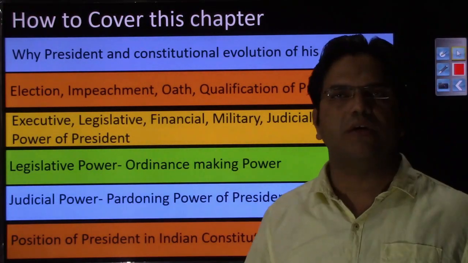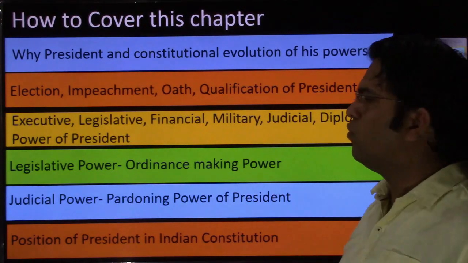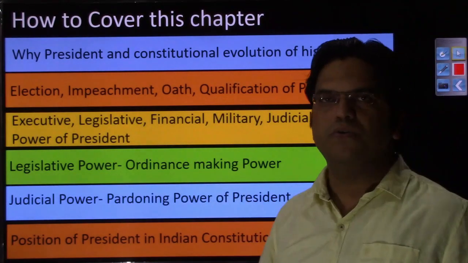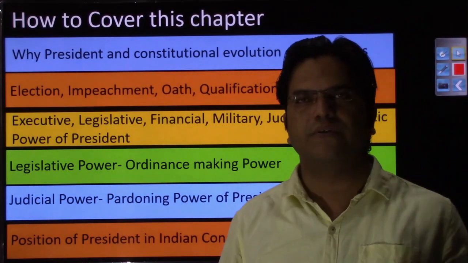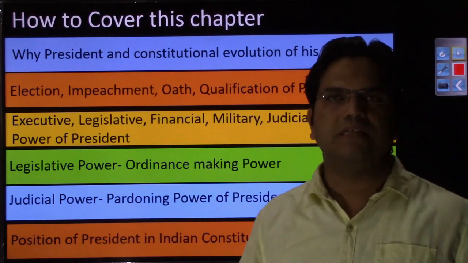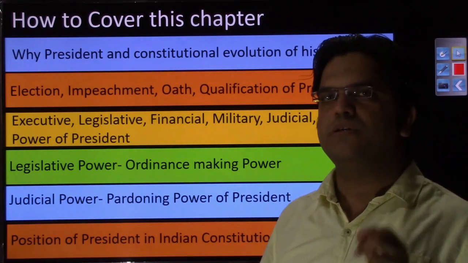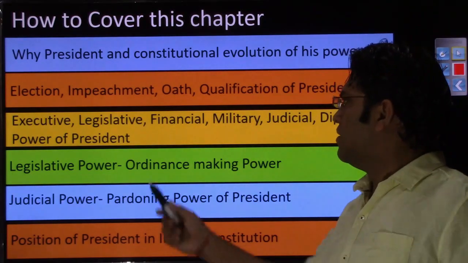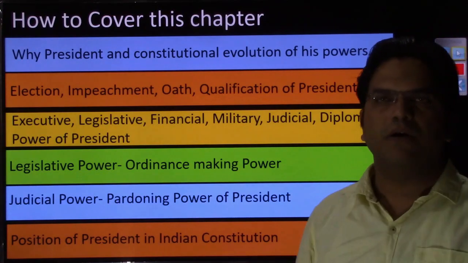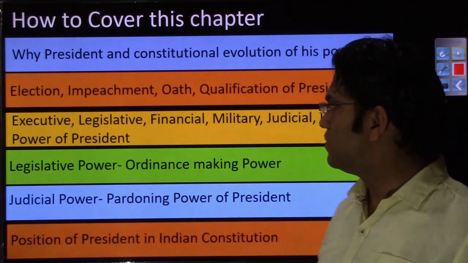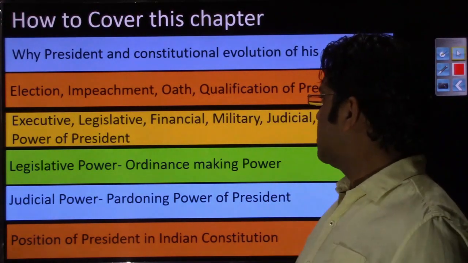In the second vertical we have election, impeachment, eligibility criteria, qualification, and oath. All these things we will study about the President. Thereafter, in the third chapter, we will discuss the various kinds of powers assigned to our President: legislative, executive, financial, judicial, military and diplomatic power. Then we will expand on legislative power and discuss the ordinance making power of the President, and how politically this power has been abused from time to time.